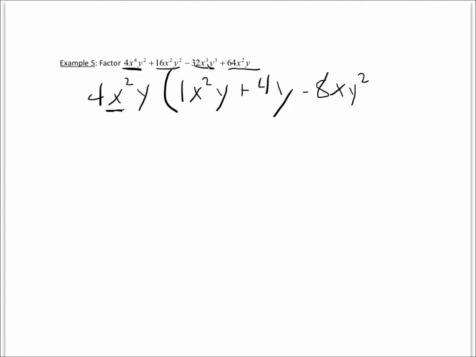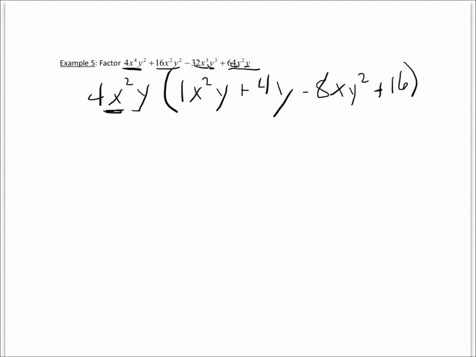Now for the last term, 64x squared y, when you divide 64 by 4, you're left with 16. X squared, I had 2 x's here, and I divided by x squared, so that leaves no more x's. And also I had 1 y, I took 1 y out, which means that there are no more y's.